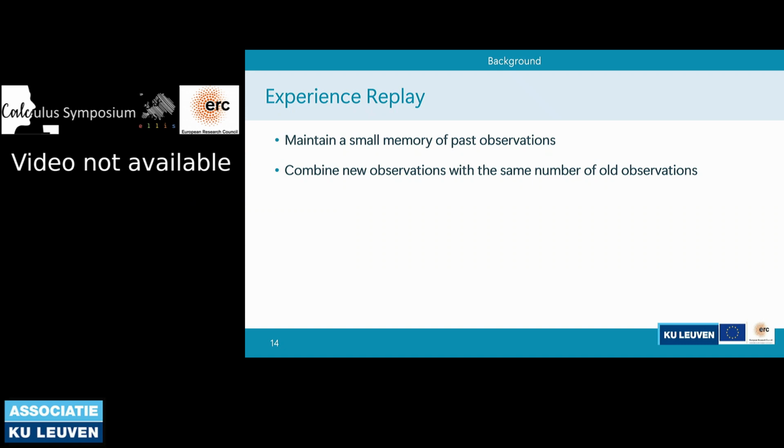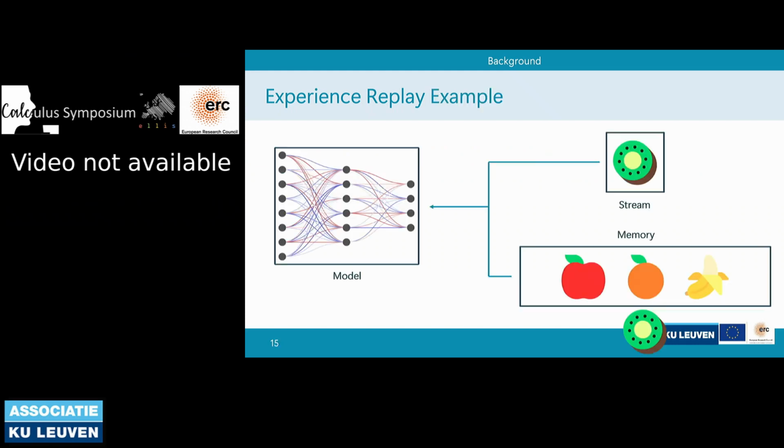In this approach, we maintain a very small memory of past observations. And by very small, I mean it can be like 1% or 2% of the total number of observations in the past of the model. And anytime we observe a new batch of observations, we combine it with the same number of observations sampled from the memory, and we perform one training step with this combined mini batch.